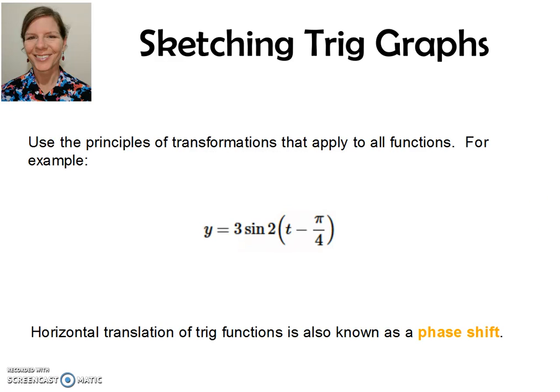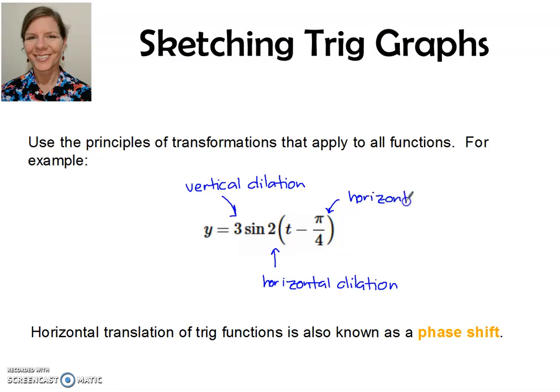So what we're going to look at to start with is, what are we doing with our trig graphs? Basically, the principles of transformations that we apply to all functions, so your dilations and your translations, also apply to trig functions. If we think of this in your f of x kind of format, then you'll remember that this is your vertical dilation over here, just the same as if you're doing it for a polynomial or quadratic, whatever. This is your horizontal dilation. It's affecting the x, or in this case t. And then this one here is your horizontal translation, and we don't have a vertical translation in this particular function, but we will get to that.